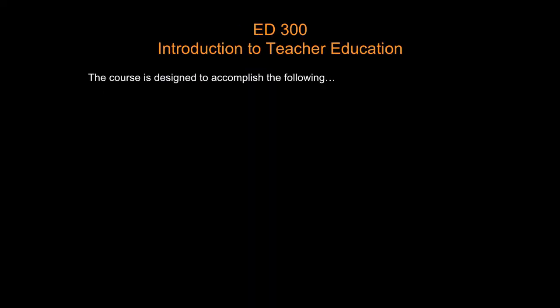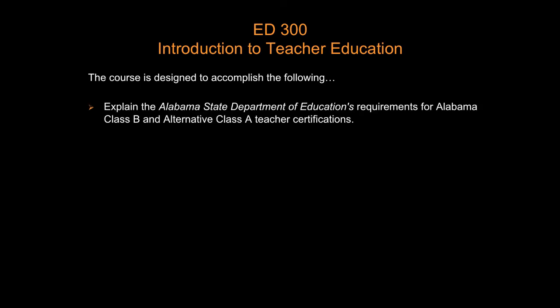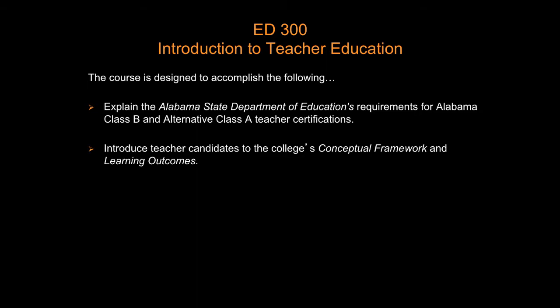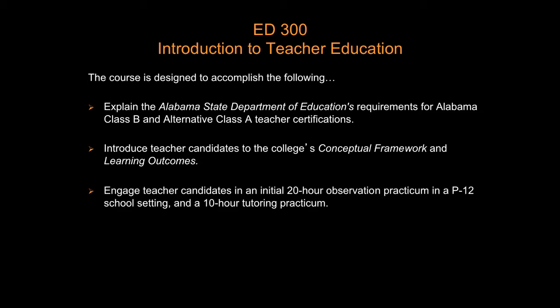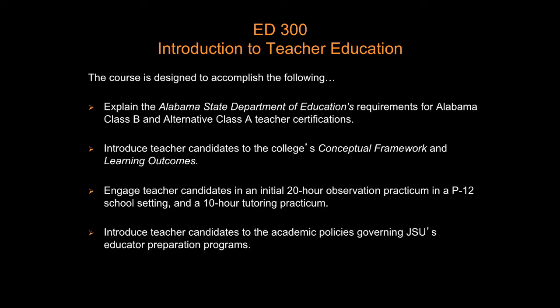By the time you complete this course, you should be able to do several things. The first being able to explain the Alabama State Department of Education's requirements for receiving a teacher certification. 2, explain the college's conceptual framework and learning outcomes. 3, show documentation of a 20-hour observation practicum in a P-12 school setting and a 10-hour tutoring practicum. And the last, explain the academic policies governing JSU's educator preparation programs.